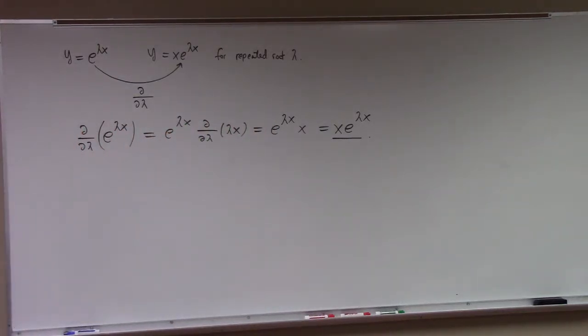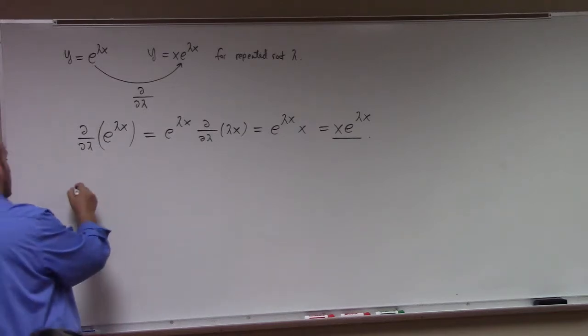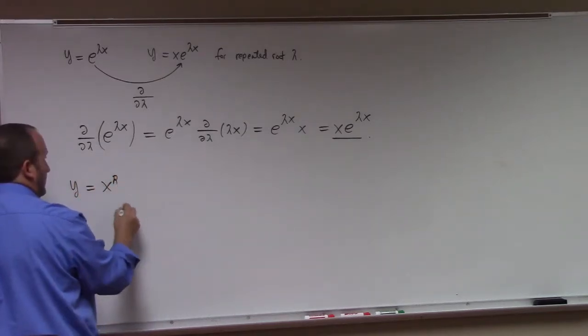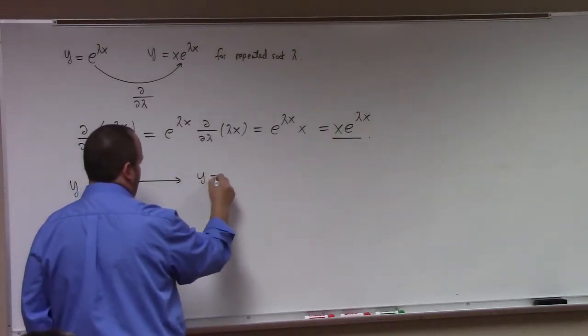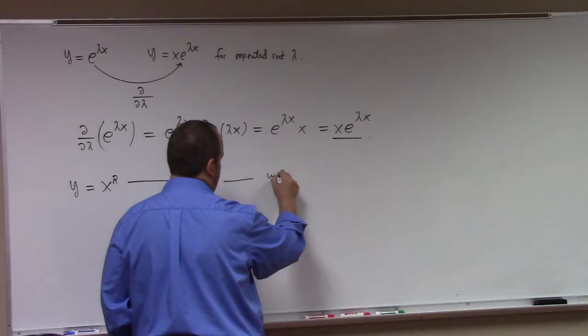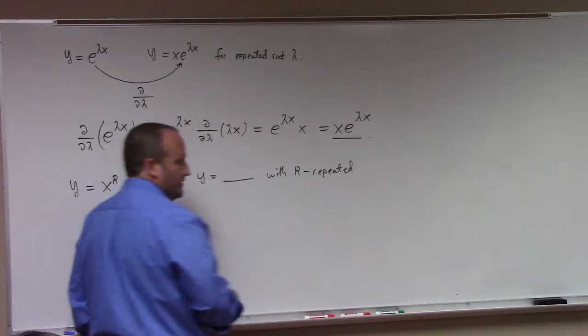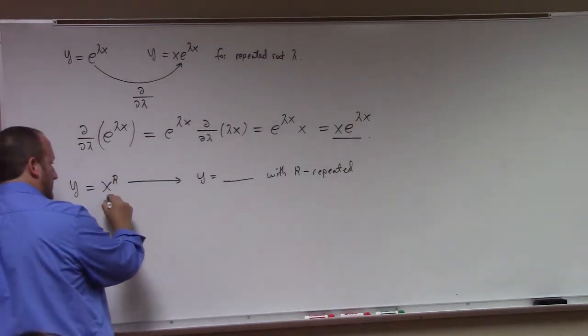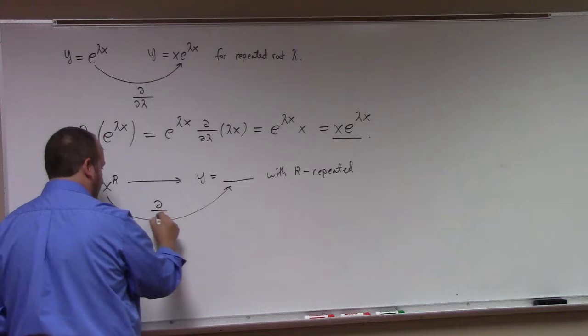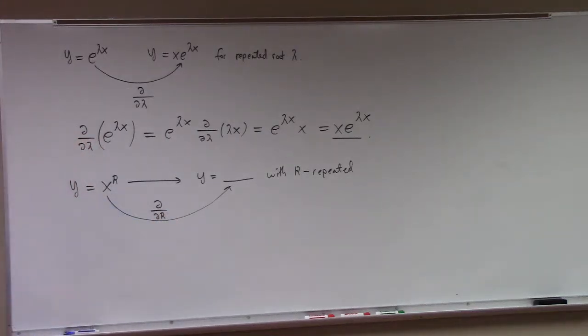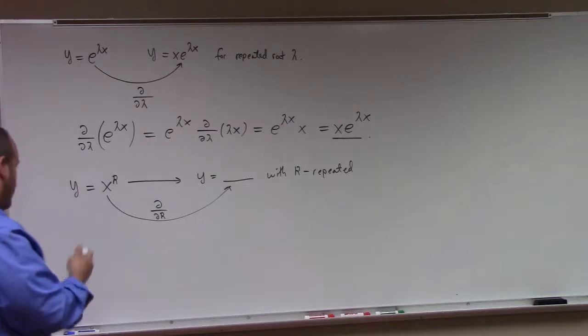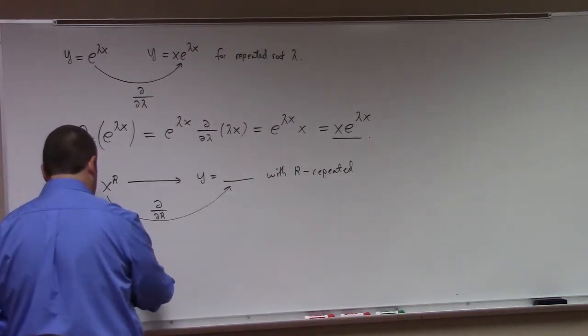So what should the repeated root solution be to the Cauchy Euler problem? We've got y equals x to the r, right? So my question is, what should we put for y with r repeated? What do you think goes there? I say by formal analogy, if nothing else, we ought to be able to get from there to there by partial differentiation with respect to the parameter of our solution. So what is that? What's partial r of x to the r?